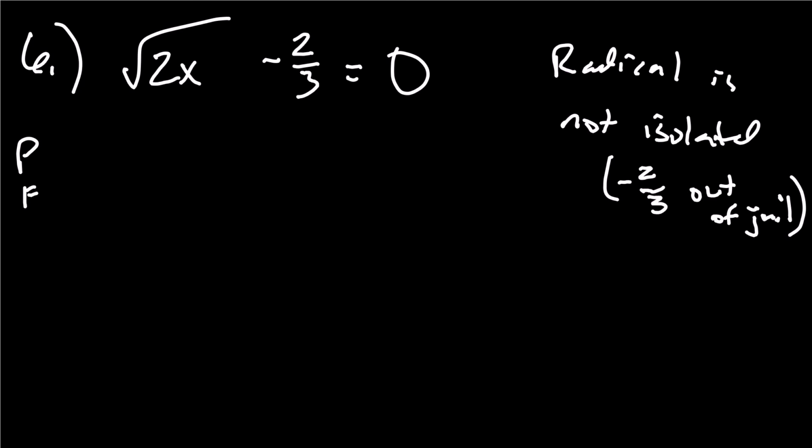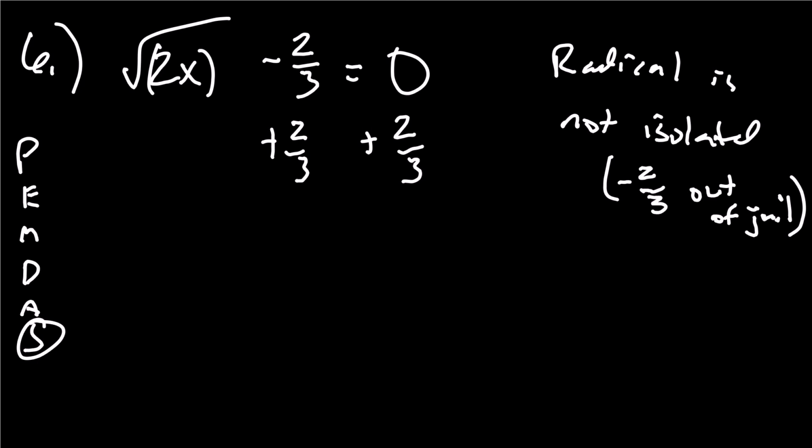Like I said, I like to use PEMDAS in reverse and pretend there's parentheses right there. So the first thing I do is I see that subtraction. That's why I add 2/3 to both sides. So either way you look at it, you have to get rid of the 2/3. So that's why you do it by addition.